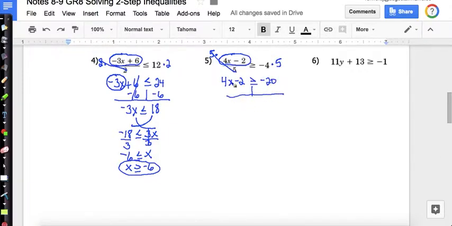Draw your t. The opposite of subtracting 2 would be adding 2. The 2's are going to cancel. So 4x is greater than or equal to negative 20 plus 2, which is negative 18. And the opposite of multiplication is division. 4's cancel, so x is greater than or equal to negative 4.5.